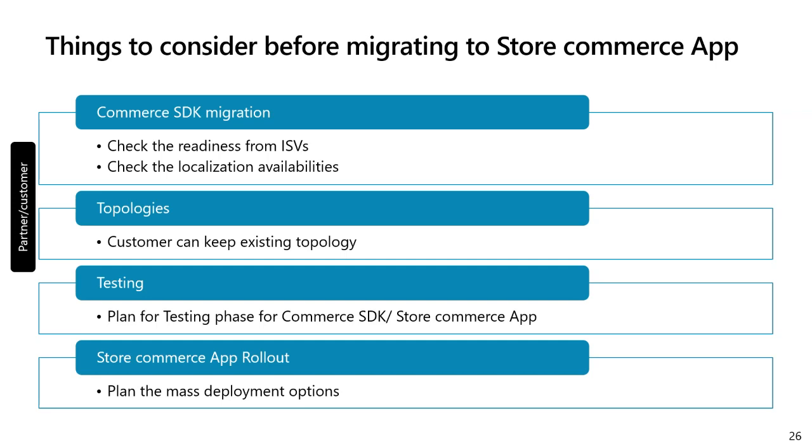So topology wise, by default, customers can keep the same topology without any change. Since Store Commerce app brings up additional options like hybrid, they can also be considered. With regard to testing, plan for testing post migration, a full round of UAT with customization, ISVs, localizations by using the new Store Commerce app and with the real hardware peripherals.